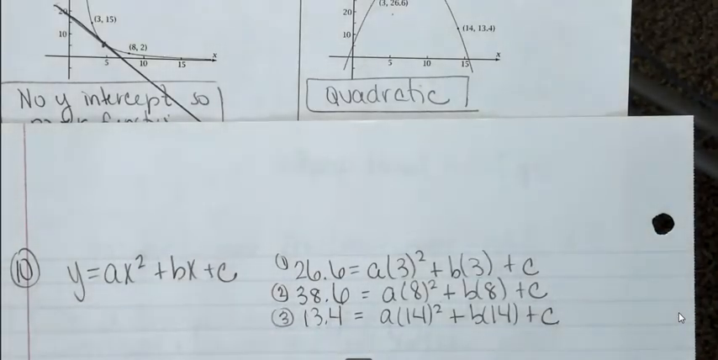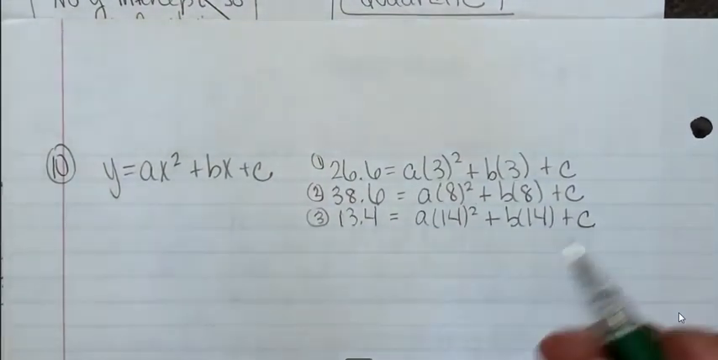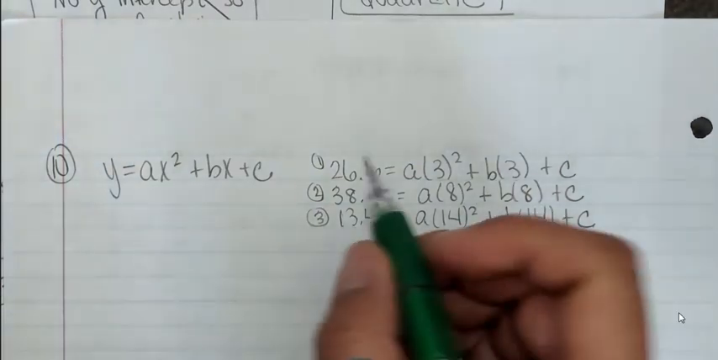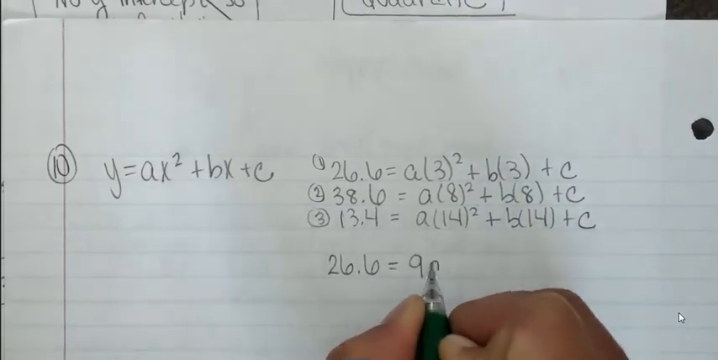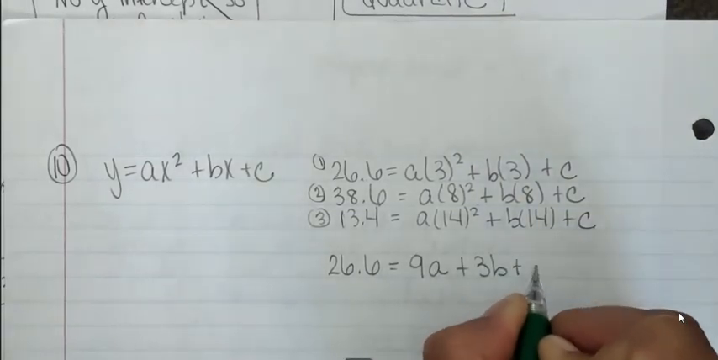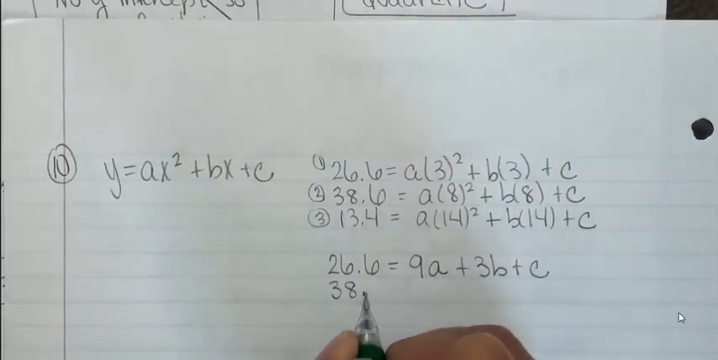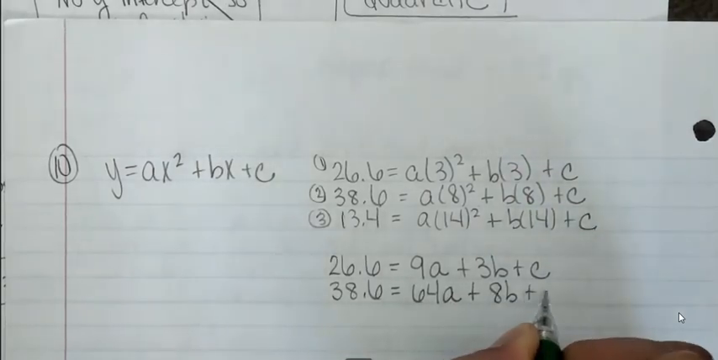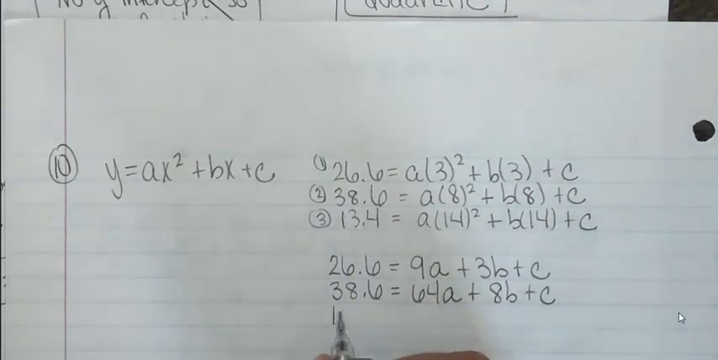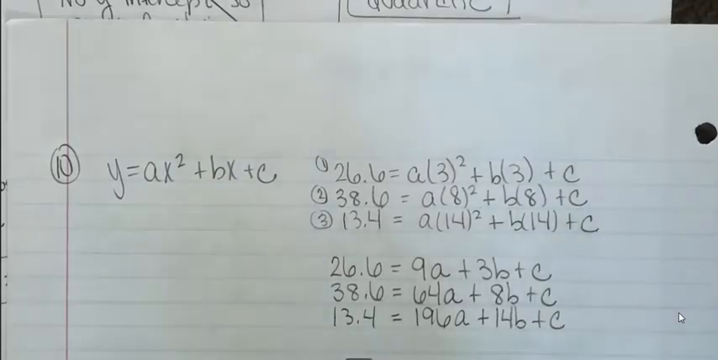Okay, so now what I'm going to do is a bit of simplifying. So let's see, we've got 26.6 equals 9a plus 3b plus c. 38.6 equals 64a plus 8b plus c. And 13.4 equals 196a plus 14b plus c.